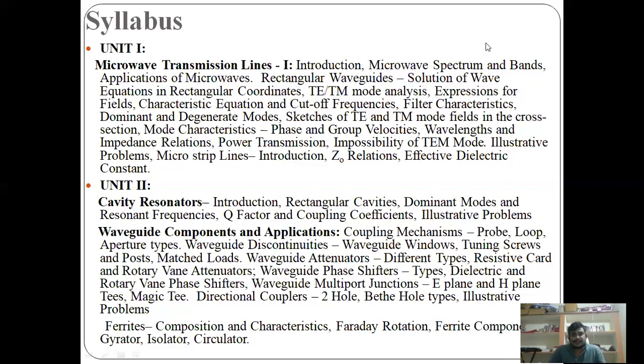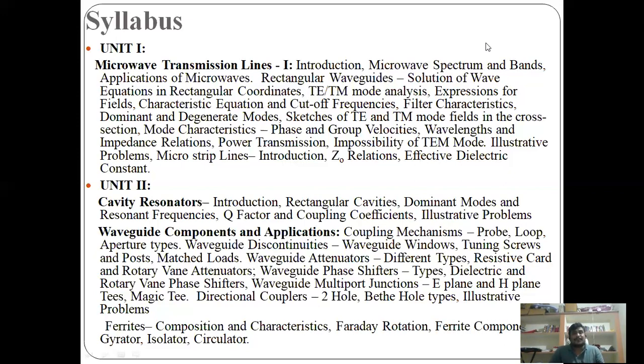First we discuss what a cavity is and what types of cavity resonators we have. Then we'll discuss the rectangular cavity, because in the first chapter we discuss only rectangular waveguides, so here also only rectangular cavities, its dominant modes and resonant frequencies, and Q factor. The functionality of a resonator is decided by its Q factor. We also discuss the coupling coefficient and do some problems.